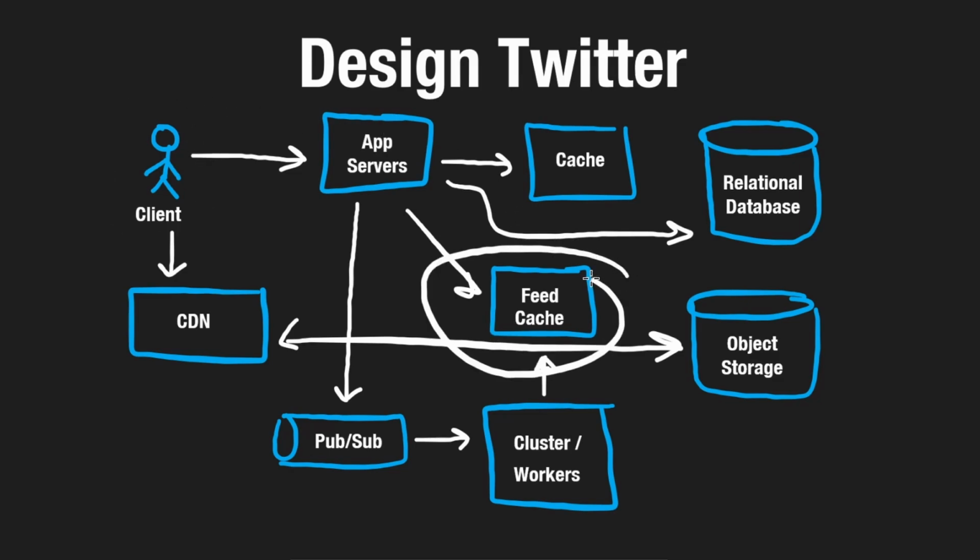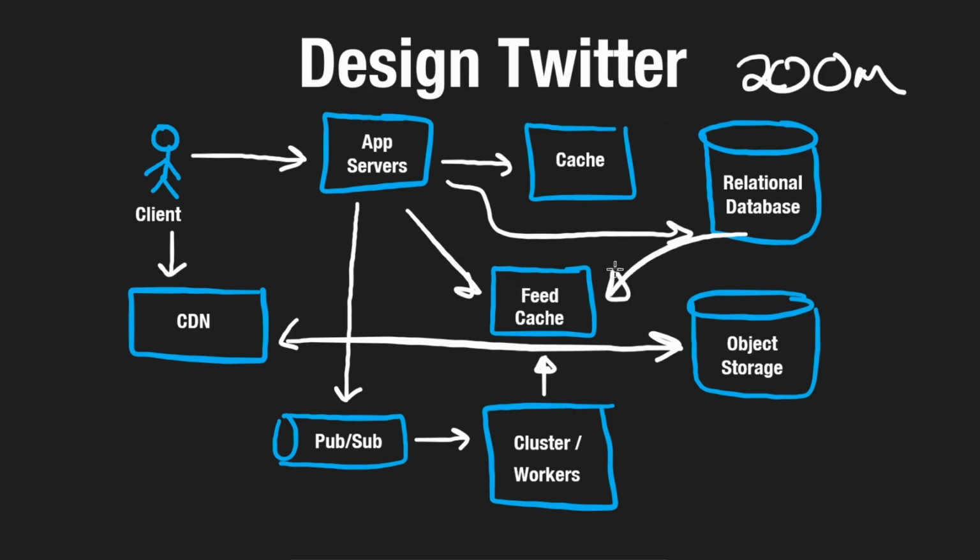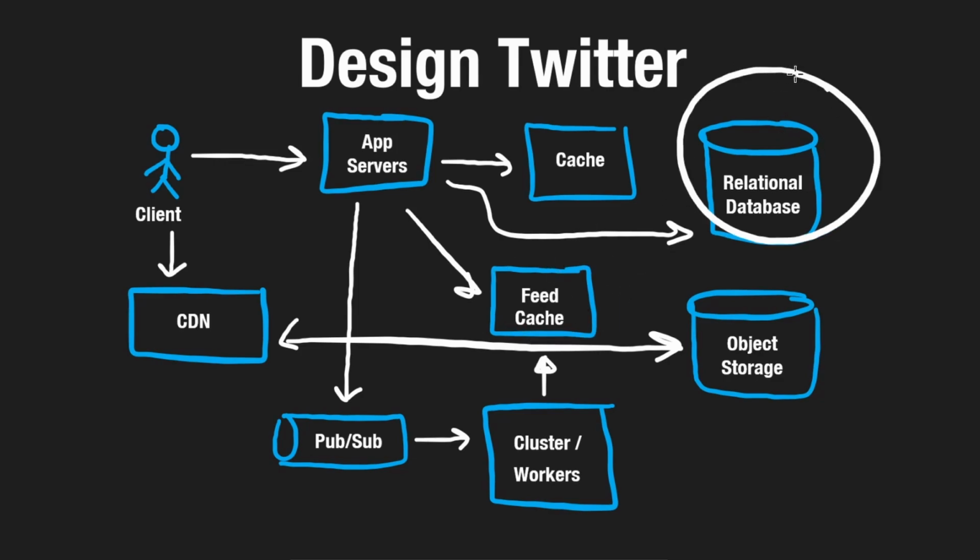So if this is in memory, it may have a large amount of data. Now we have 200 million users, and if we want to have 100 tweets for every single user, it could be a very large amount. So we probably want to shard this similar to how we did with our relational database.